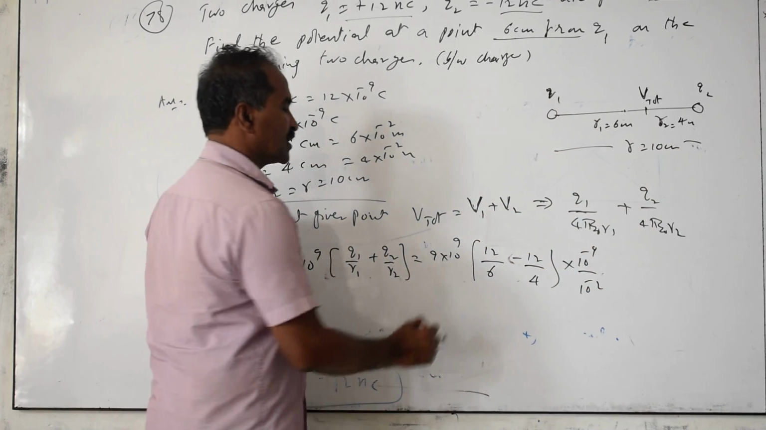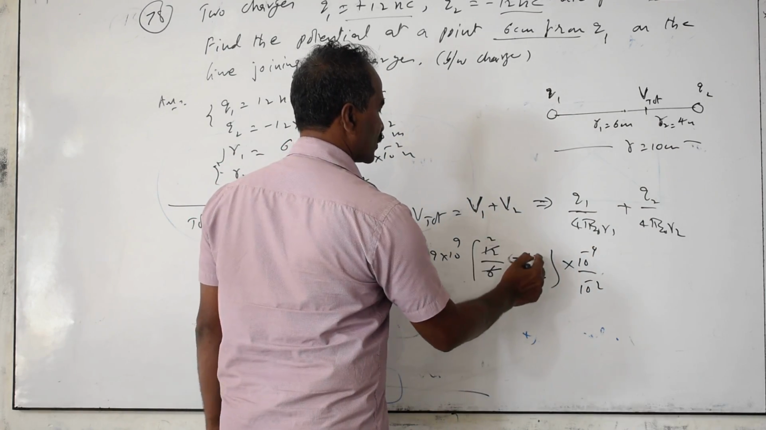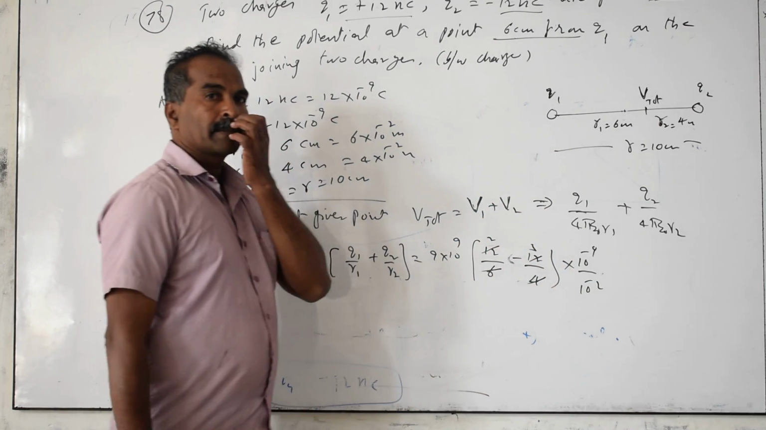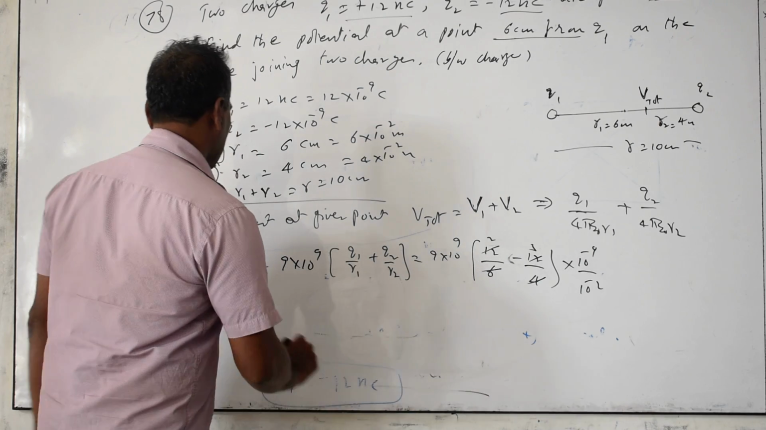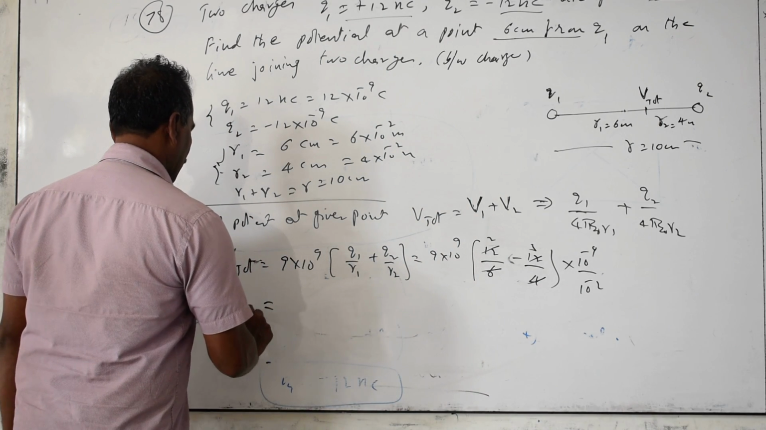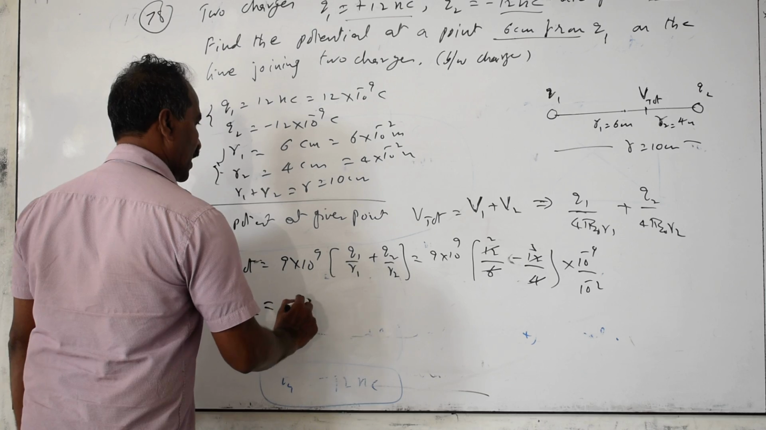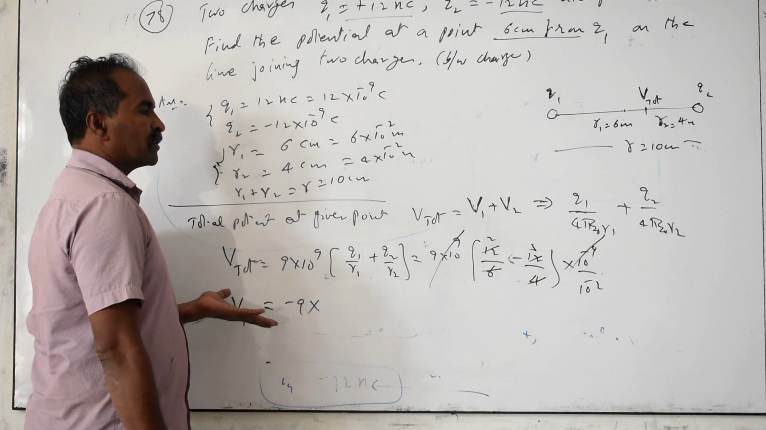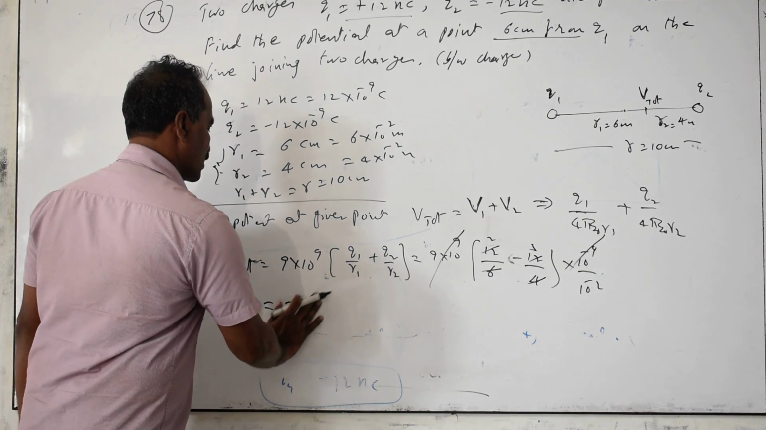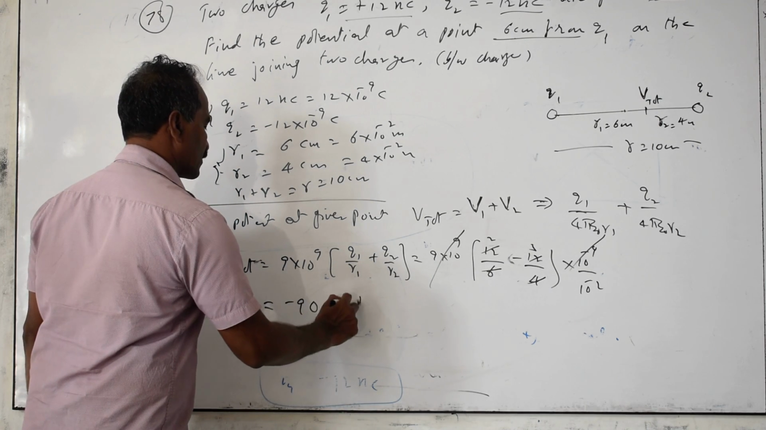Okay, this will be 6 2s are 12, 4 3s are 12. 2 minus 3 is minus 1. Negative comes from here. The result is V total equal to minus 9 into, this will be cancelled, 10 to the power of minus 9, no, plus 2, 100. So the result is 900 volts.